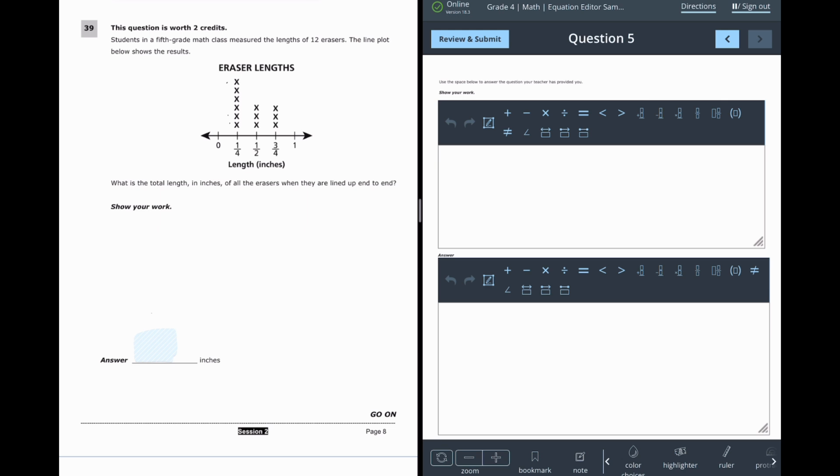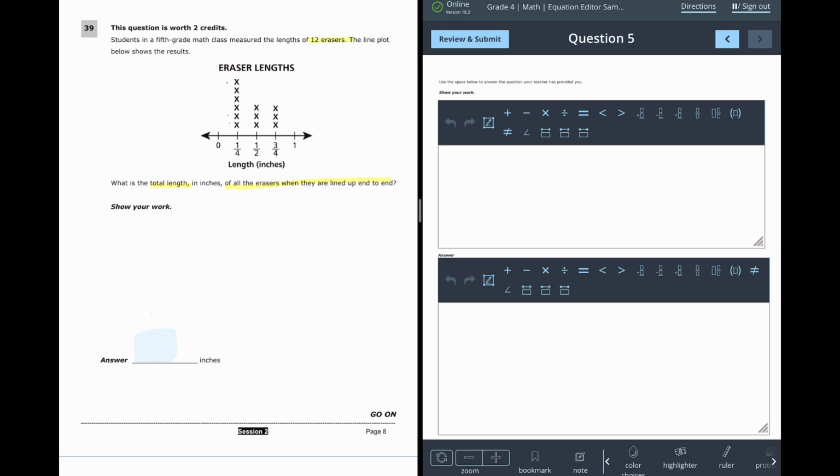Let's start with this first part here. Students in 5th grade measured the length of 12 erasers, and they put their results in a line plot. What is the total length in inches of all the erasers? So even though this is a computer-based test, you have scratch paper for a reason. Use it to work this out, and then we'll figure out what you're going to put into those boxes. So I'm going to pretend on the left side, this is my paper. Even though it has the questions on it, I know that's not what you're going to get in the test. But I want you to see what I do on my paper, and then what I actually transfer onto the computer.